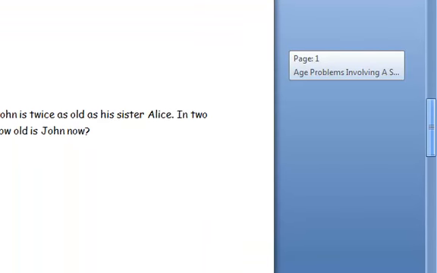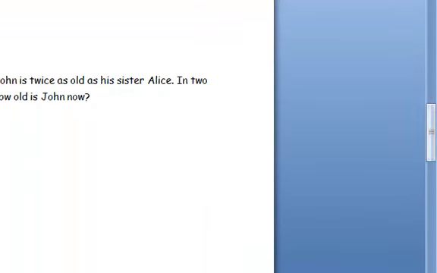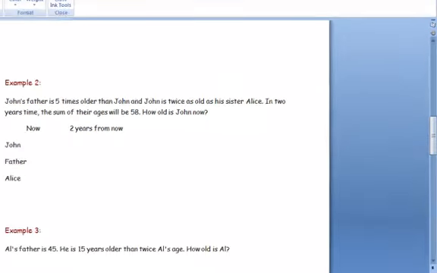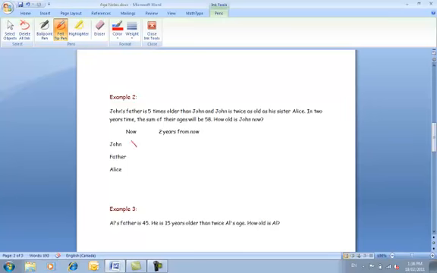Let's continue down to another type of question. We're going to set it up in a table again. John's father is 5 times older than John. So we're comparing John's father to John. John now is going to be x. John's father is 5 times as old.